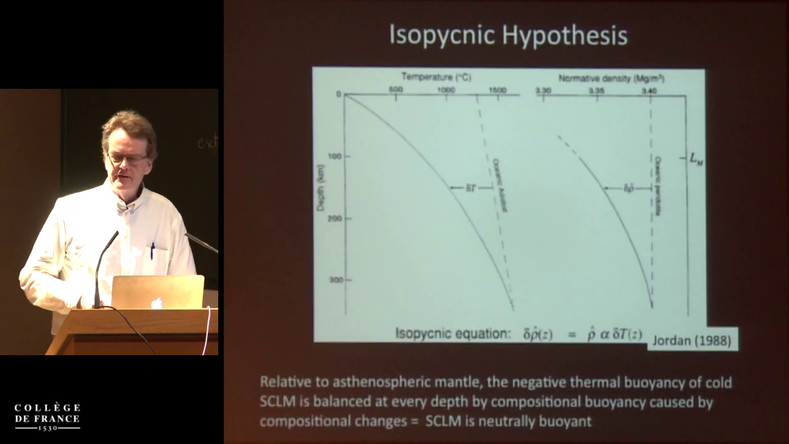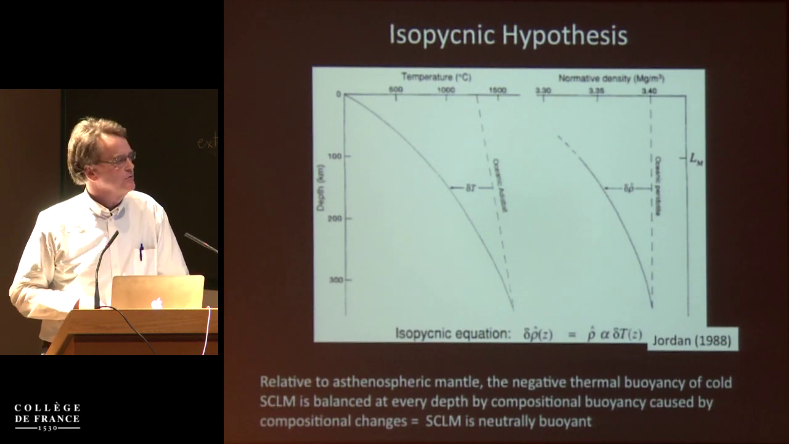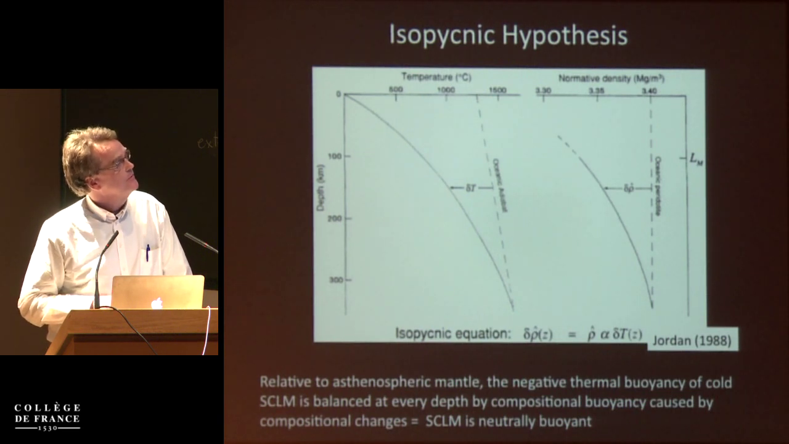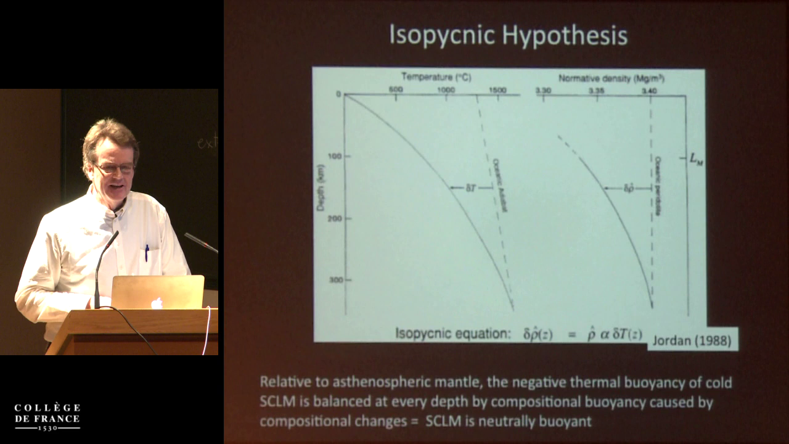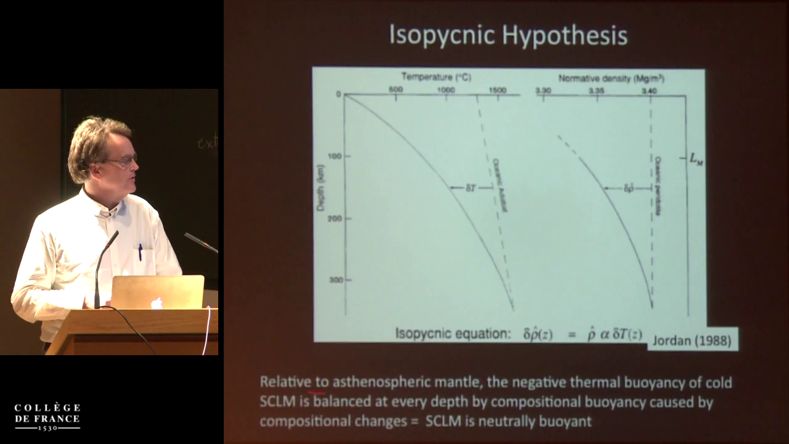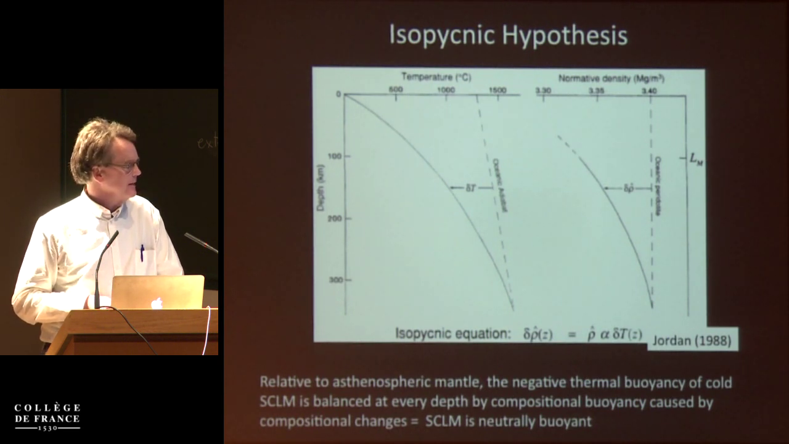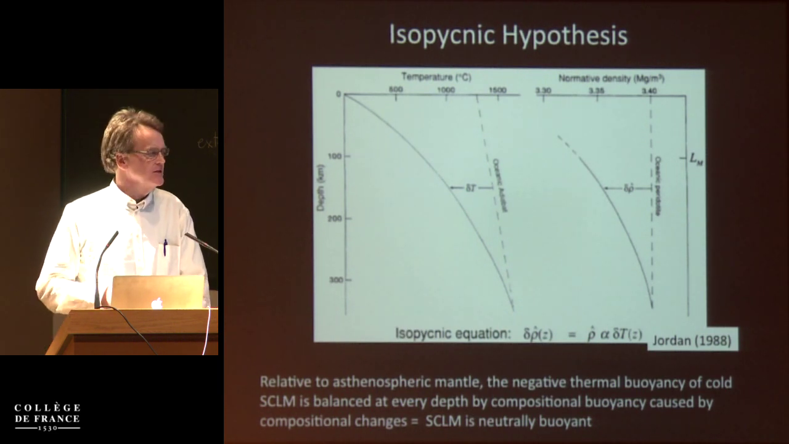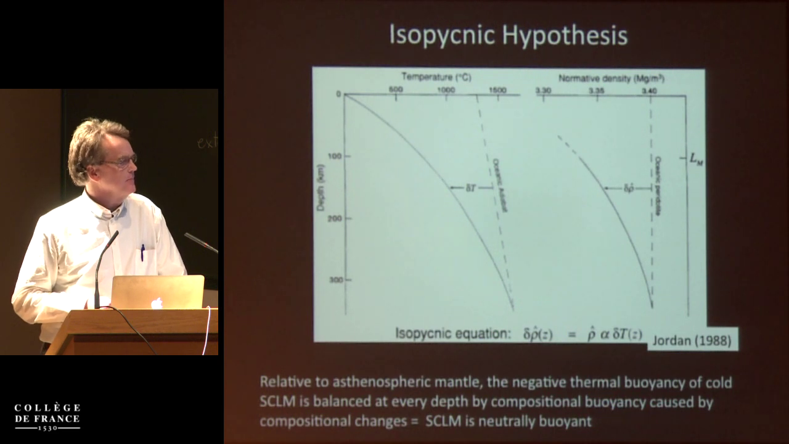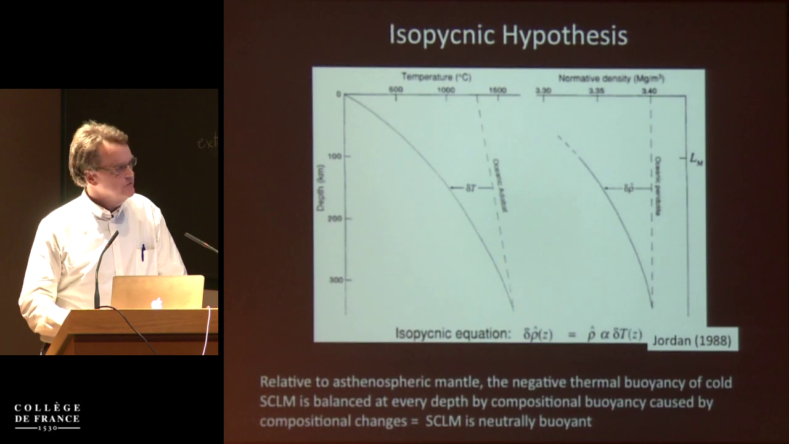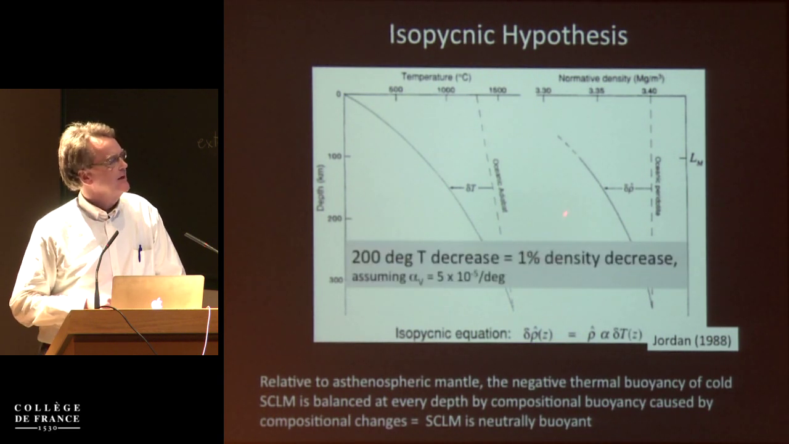Okay, well, there's this idea of the isopycnic hypothesis that Tom Jordan introduced actually before 1988, but this figure is from that paper. And it's just this notion that the negative thermal buoyancy of this cold subcontinental lithospheric mantle is balanced somehow by some change in the composition of that mantle. And so that leads to this isopycnic equation right here. What you have to do is basically balance the effects in just a back-of-the-envelope, very simple relationship.